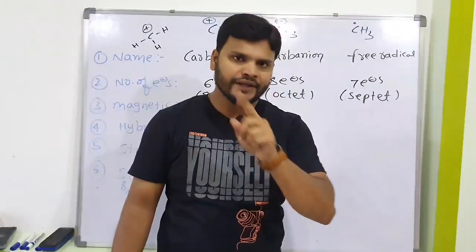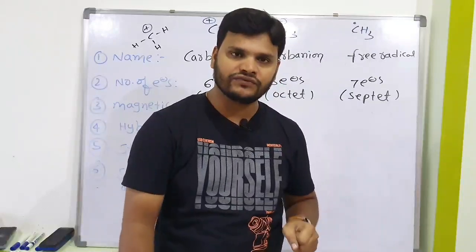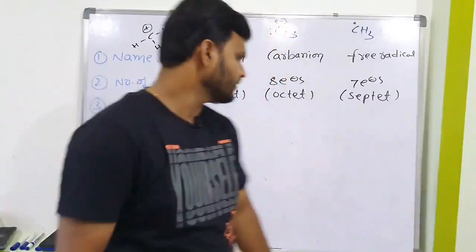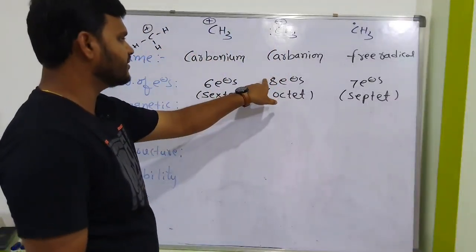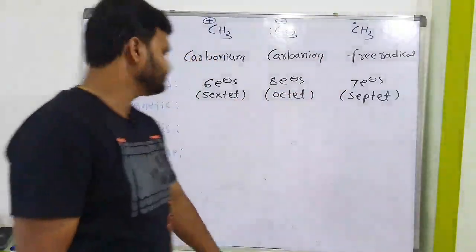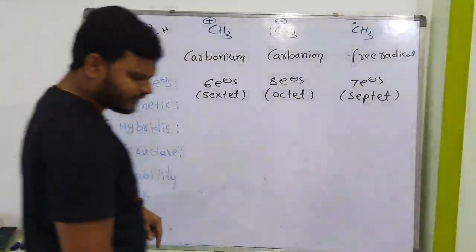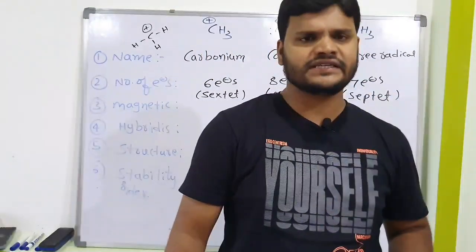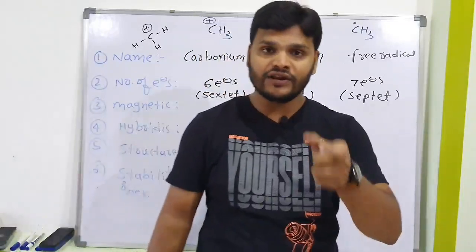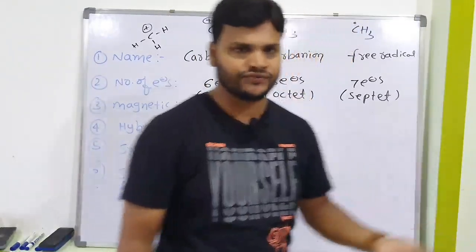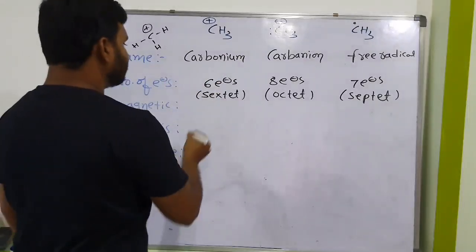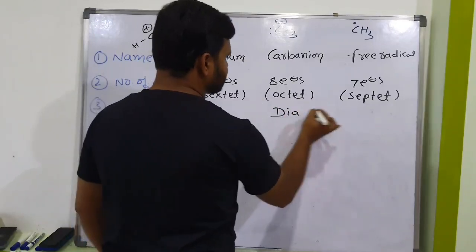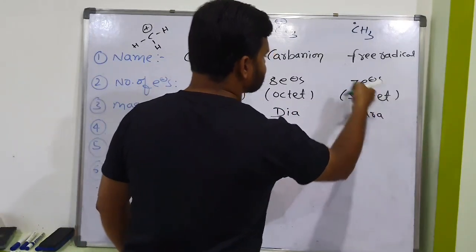Everybody knows 8 electrons means octet configuration. Octet configuration means stable, whereas the remaining are unstable. So ultimately, this is stable and these two are unstable. Next, magnetic nature. Very simple logic: odd electron species have paramagnetic nature and even electron species have diamagnetic nature. You just follow that logic. 6 is an even number, so diamagnetic nature. Same, diamagnetic nature. The radical is paramagnetic nature. Why? Because this is an odd electron species.